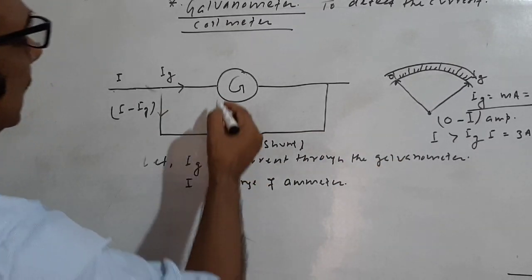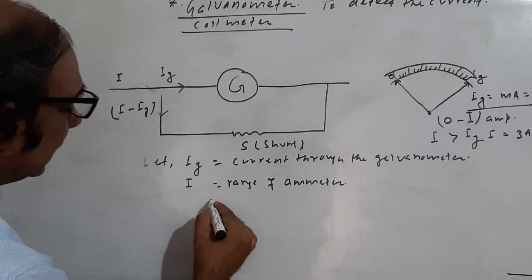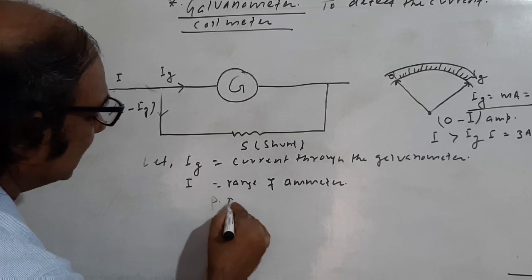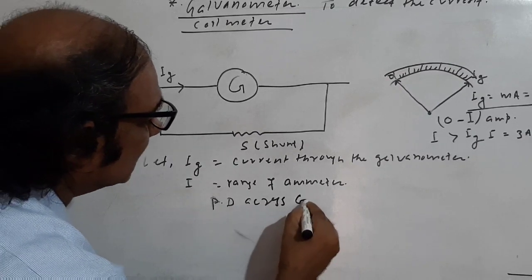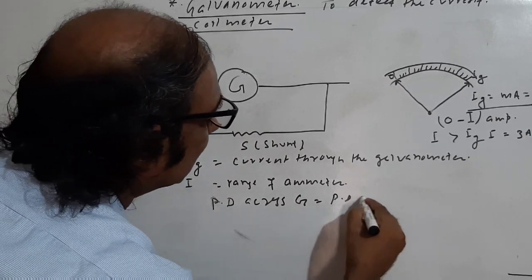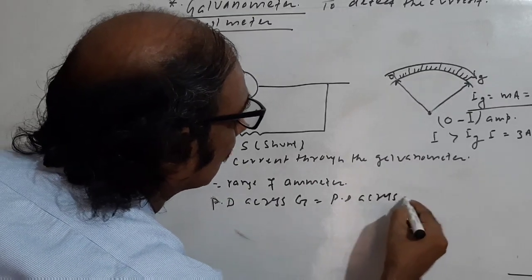So now here, in parallel, the voltage or potential difference across G is equal to the potential difference across S.